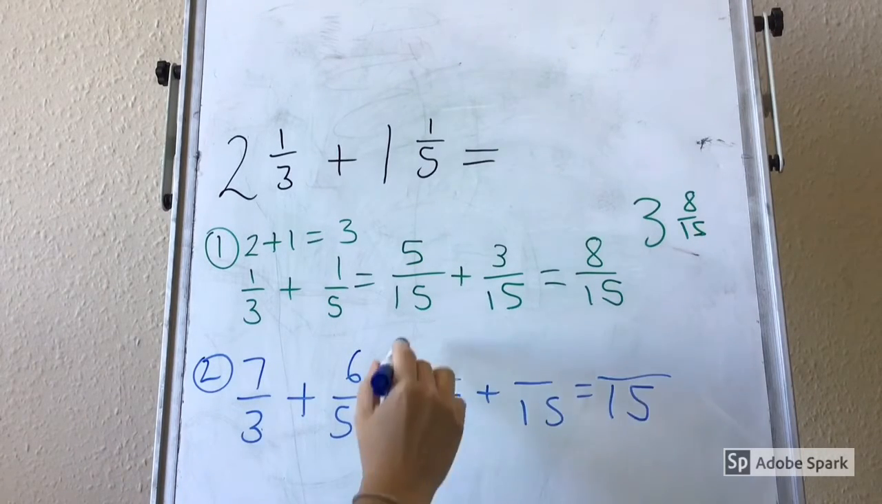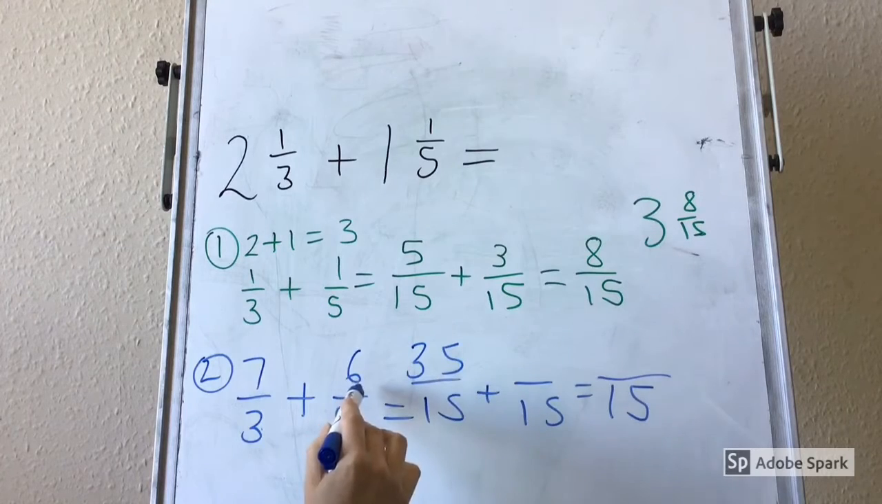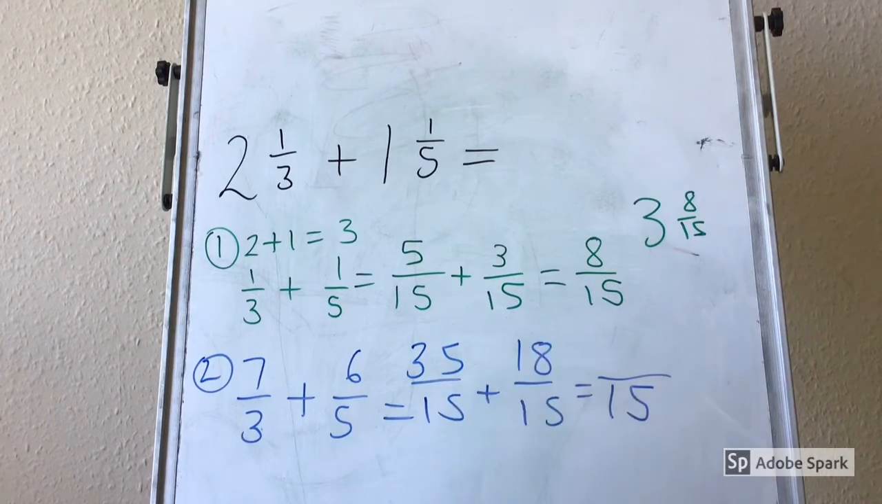So I know that 3 times 5 is 15, so I now have to times the 7 by 5, which makes 35. 5 times 3 is 15, so I need to times the 6 by 3.